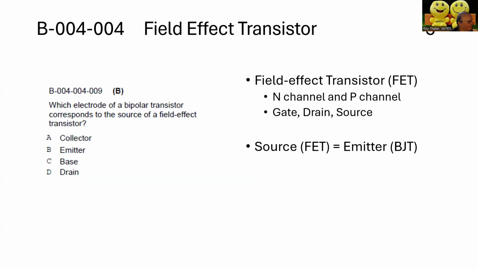Which electrode of a bipolar transistor component corresponds to the source of a field effect transistor? So here's one of the examples where they're comparing a bipolar transistor to the source of a field effect transistor. So in this case, it would be the emitter.